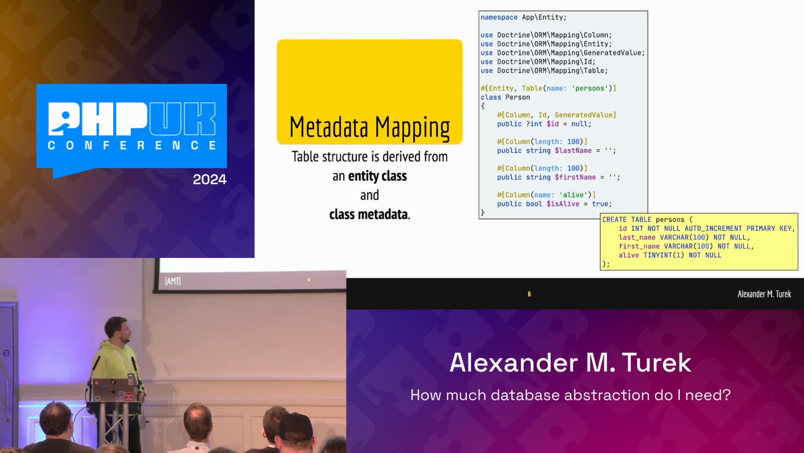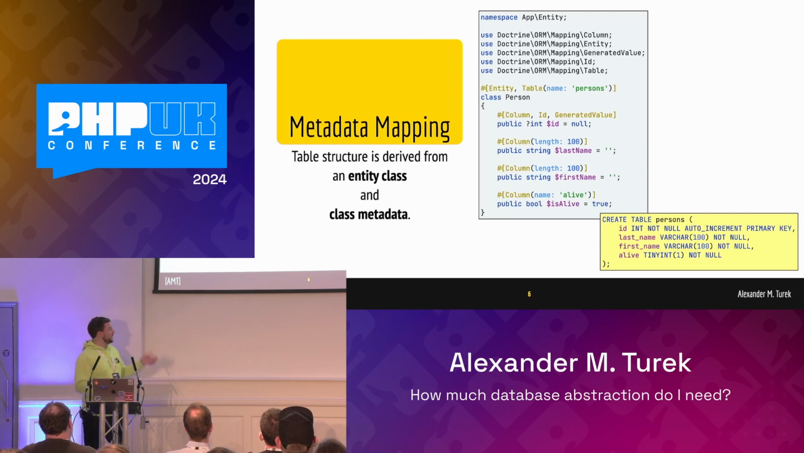I can also optionally say how the column is called, because it could be a different name than the property. I can set some options on it, like here for the strings, I can say what the maximum length is in the database. Databases usually want to know the maximum length of a string, for very good reasons. But that's about it.